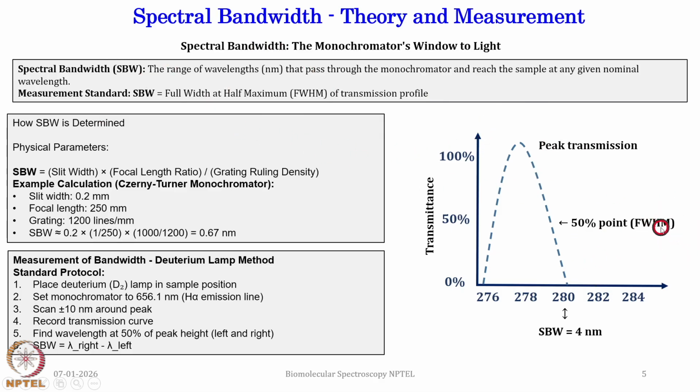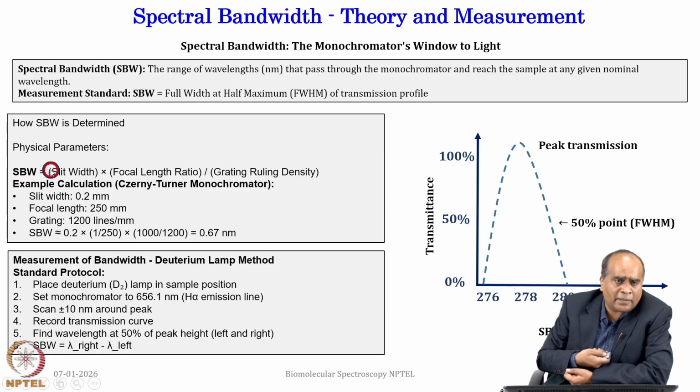Full width at half maxima. In this curve, where is the 50% point? Full width at half maxima: this is the maximum, half of that, and how much is the bandwidth there. That is what you measure as full width at half maxima. So, how do you calculate it?